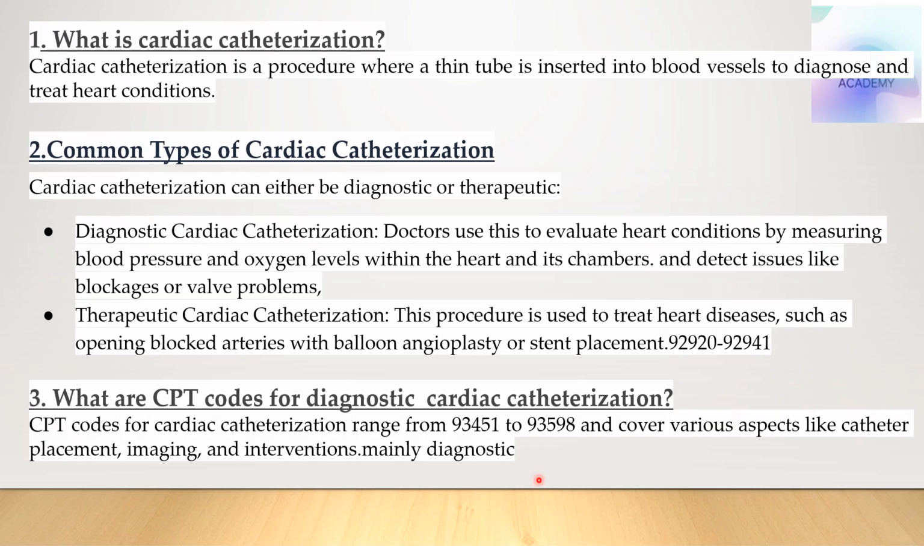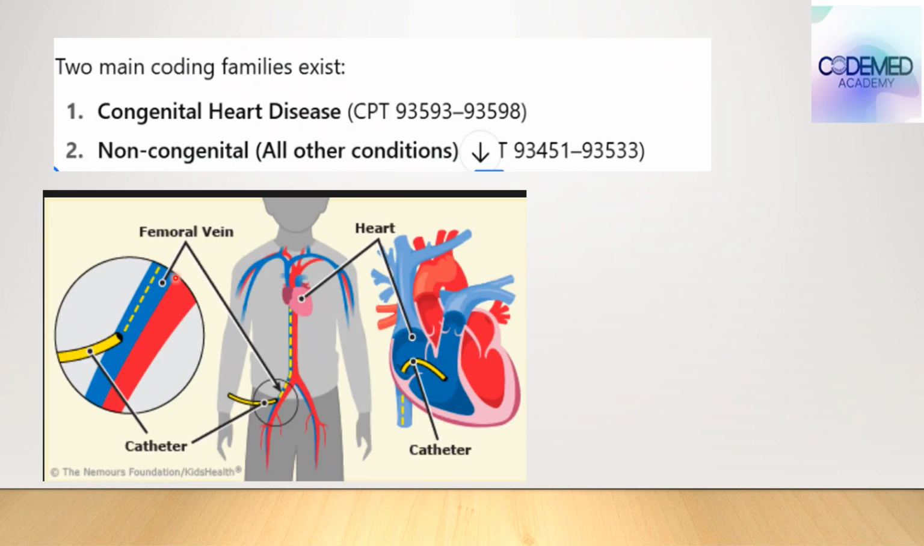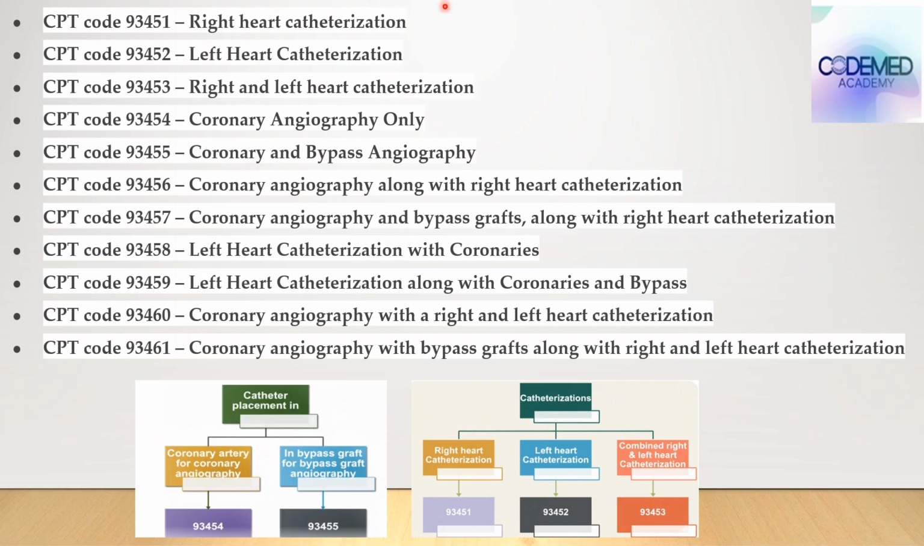So the diagnostic cardiac catheterization range is 93451 to 93598. Now in diagnostic cardiac catheterization, there are two main coding families. One is when we do the cardiac catheterization for congenital heart disease, and this is the code range. And the other is non-congenital, for which we have this code range. So pay attention to that. So these are the codes for the diagnostic catheterization.